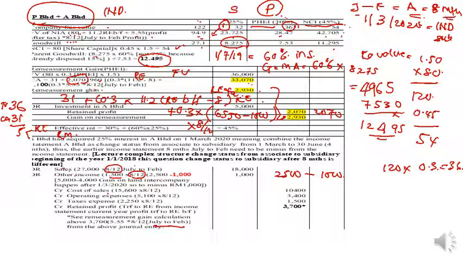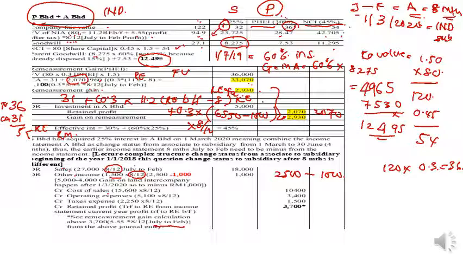And then for the previously held 30%, it is 36. Where do we get this 36? The same thing, 120 times 30%. Okay, so you're going to have 36 here. And then for the S here, it is already given.